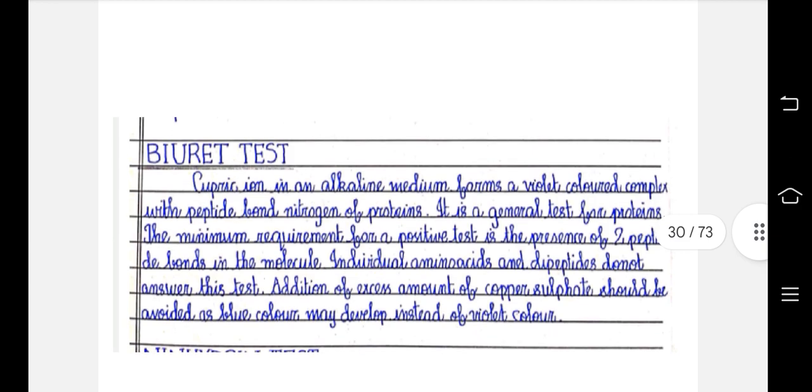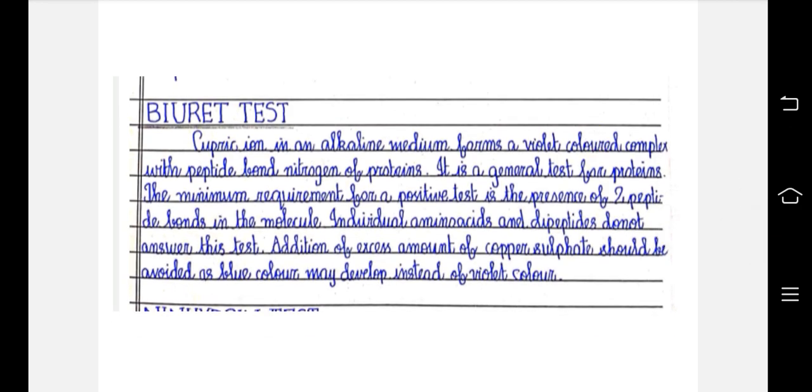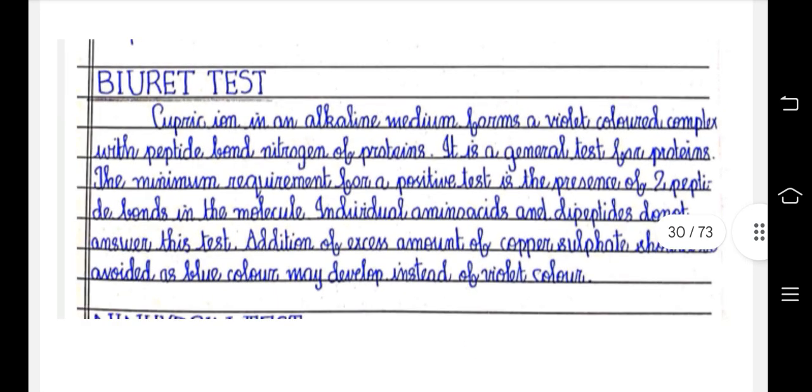Then some other aspects related to the biuret test. Biuret test is a test for protein, so learn that. Cupric ion in an alkaline medium forms a violet colored complex with peptide bound nitrogen of proteins. It is a general test for proteins.